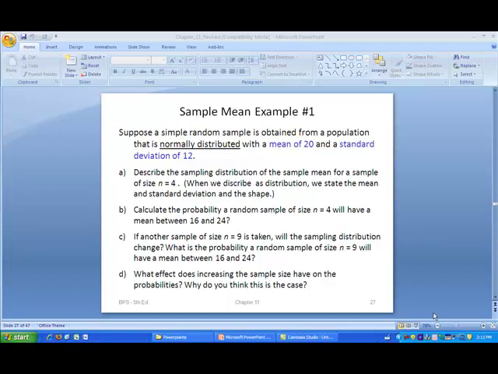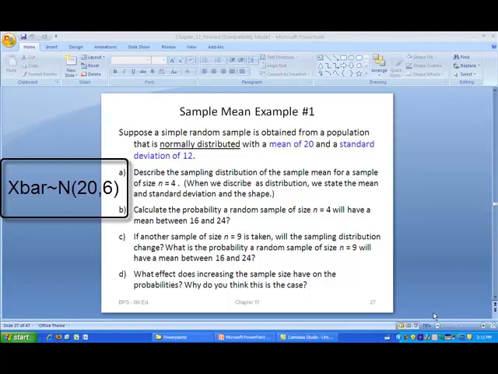So we need to find the mean and standard deviation, but we've already talked about that the mean would be equal to the mean of the population, and the standard error is just 12 divided by the square root of 4. So our distribution would be normally distributed because it comes from a population that's normally distributed. Remember what we said, whenever the population is normal, no matter what the sample size is, the sampling distribution will be normal. So our x bar is normally distributed with a mean of 20 and a standard deviation of 6.